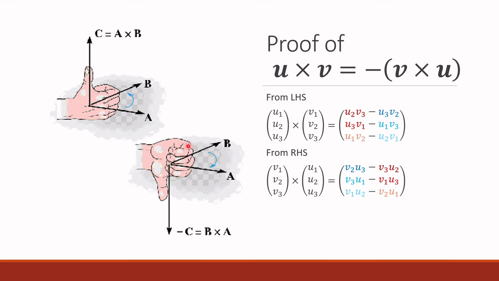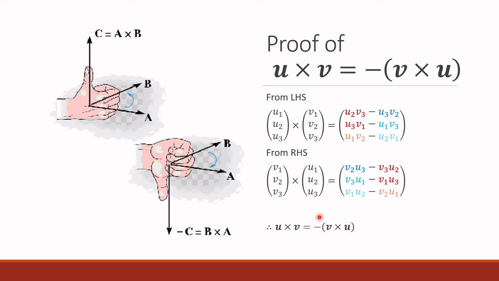If it's the other way around, B cross A, the idea is the same. I want to touch B first and then A. In this setting, I need to make sure my hand points like this. When I curl, it will be in the clockwise direction, and my thumb will automatically point downwards. This is how you can determine the direction of the cross product vector. So this proves that the sequence of multiplying matters in the cross product.